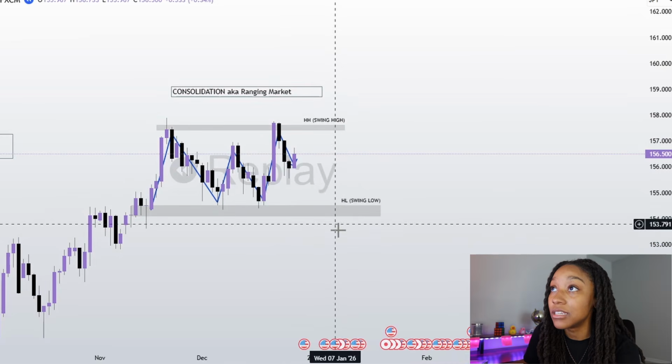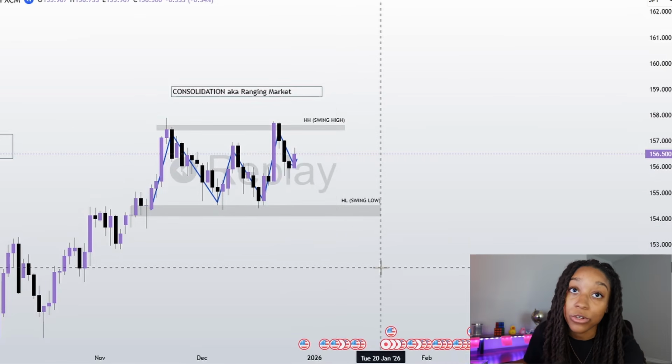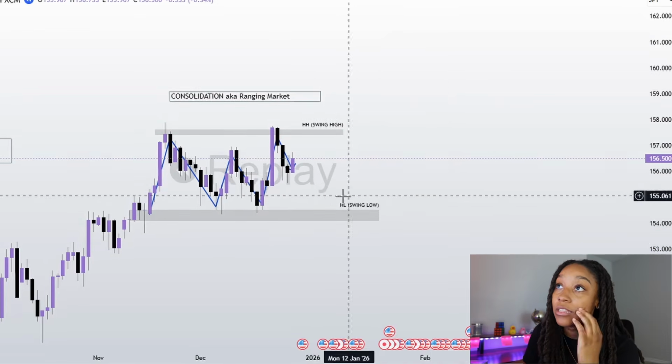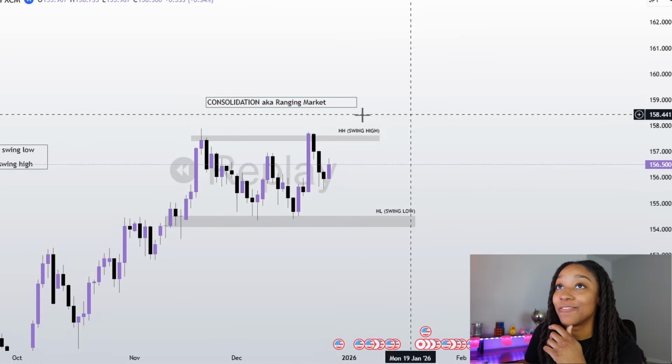Until price breaks this swing low, that is when we have the reversal. That's not happened yet. So we are still in an uptrend. So we're just gonna wait. I actually noticed something pretty important.